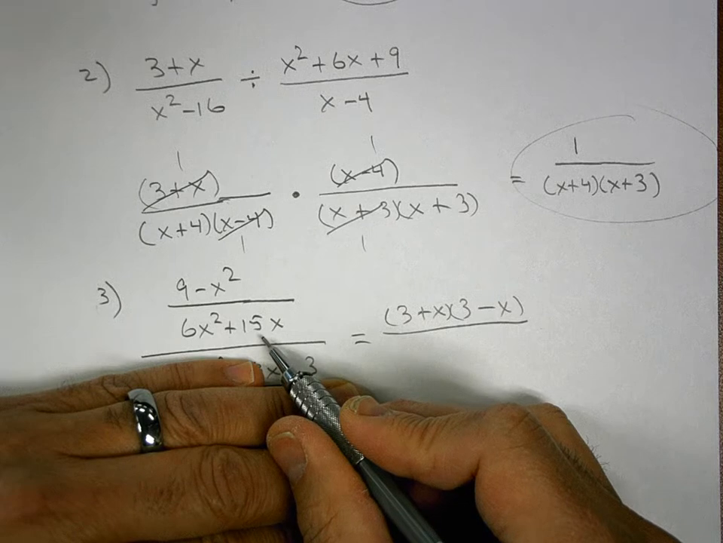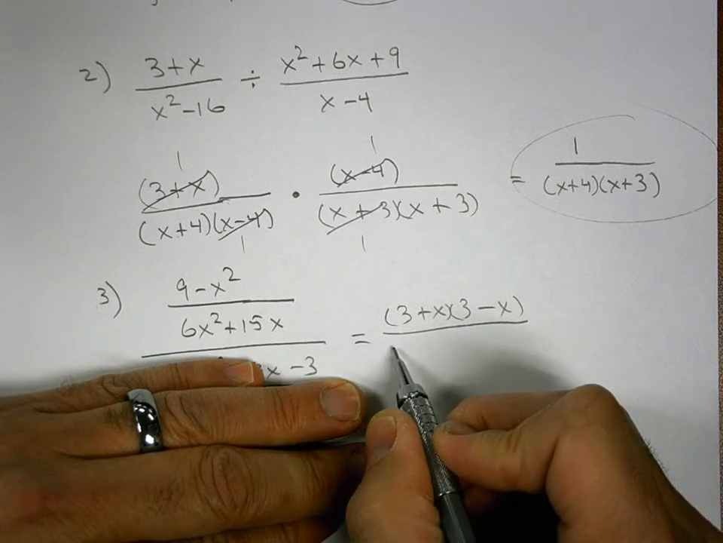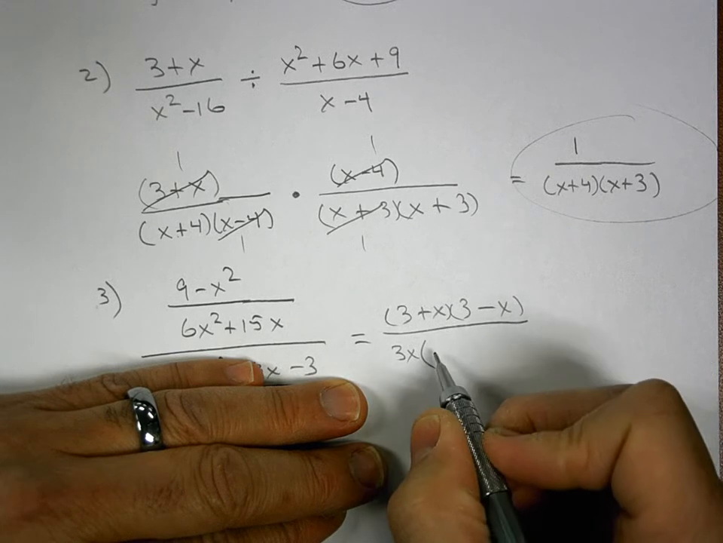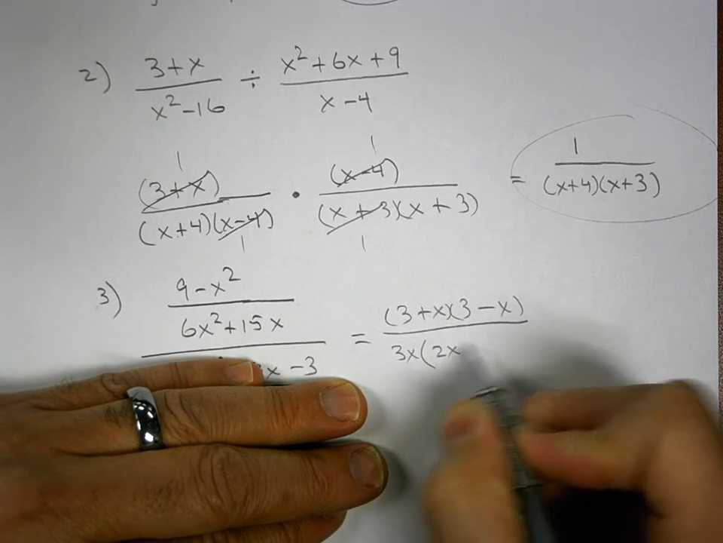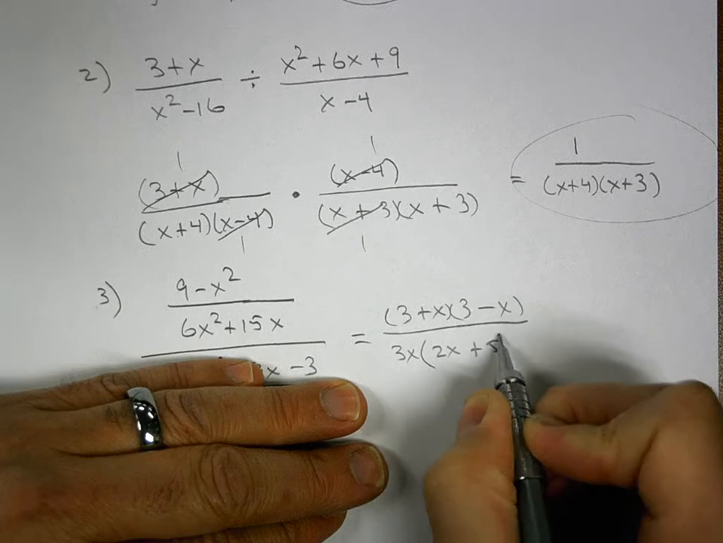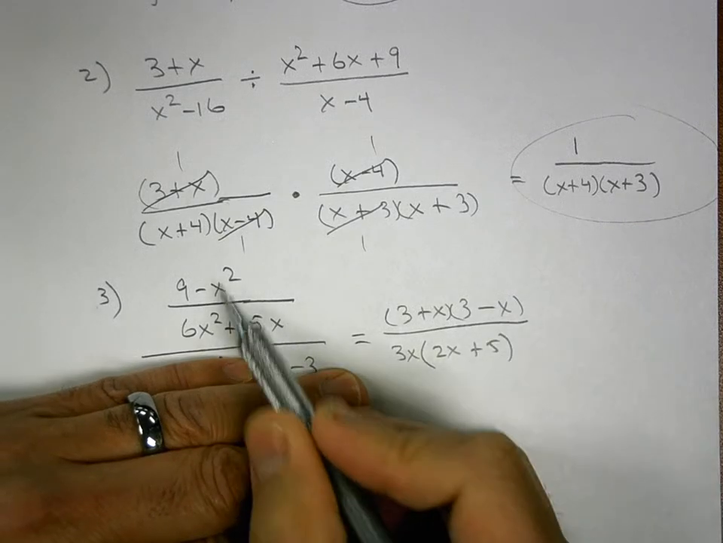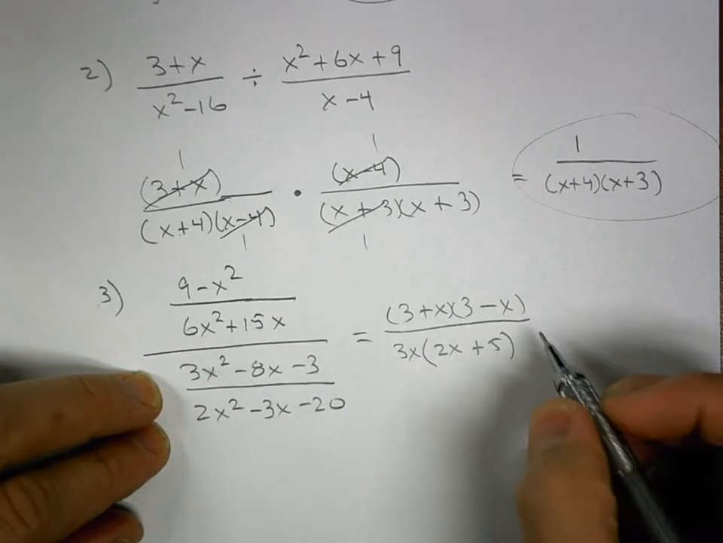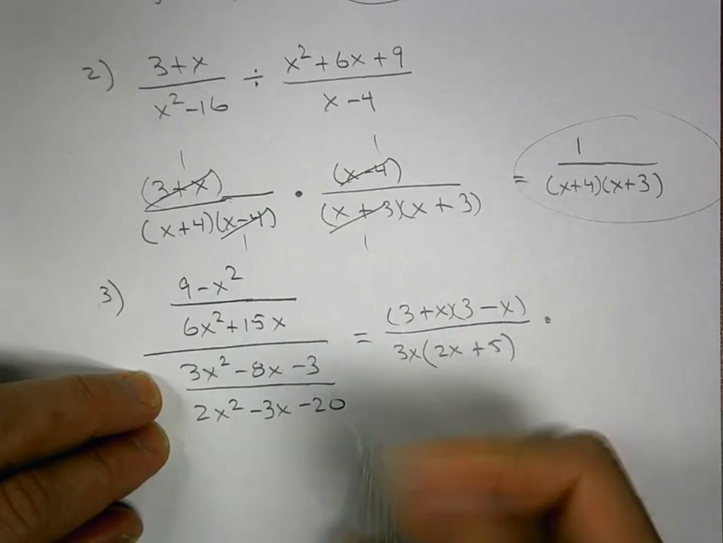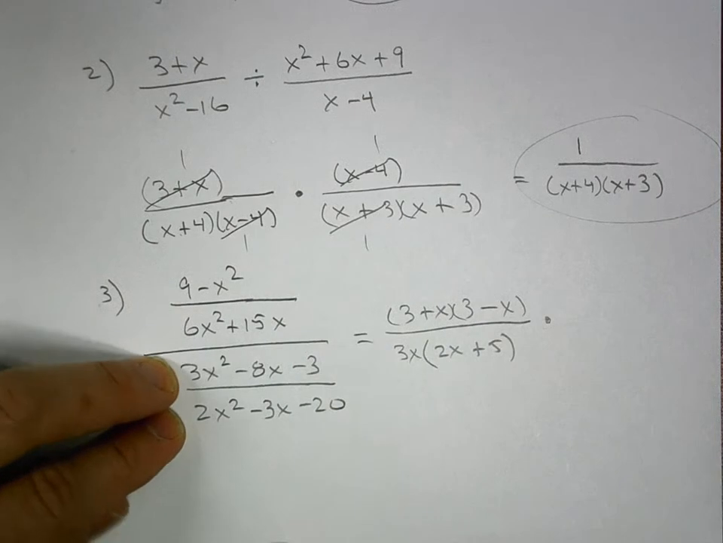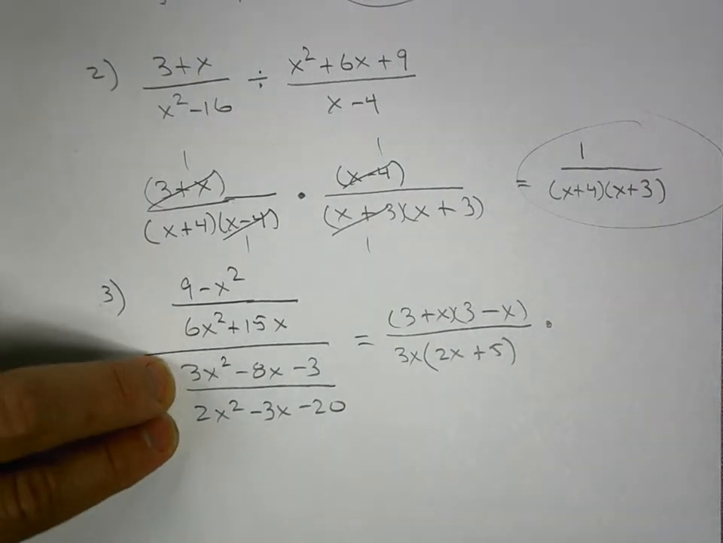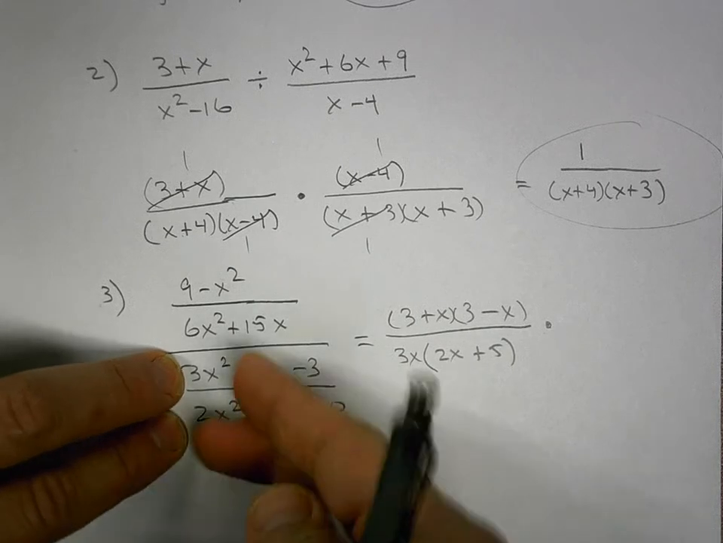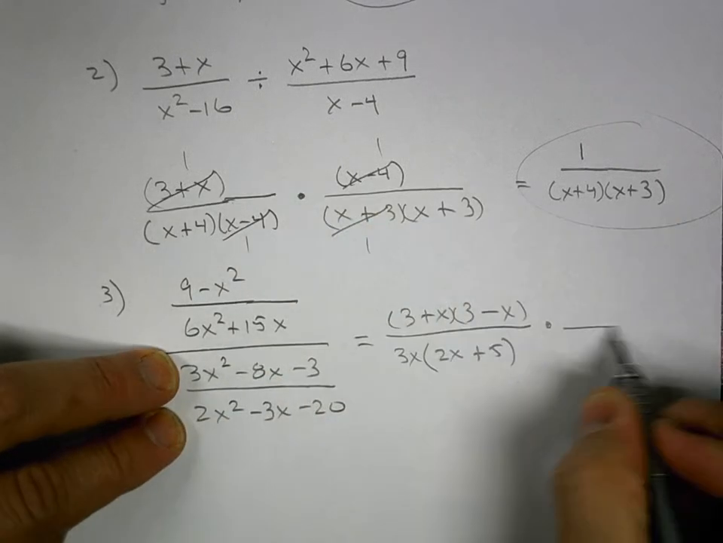So what can we take out? 3x, good. GCF, greatest common factor. That leaves us with 2x plus 5. There we go. Okay. So it's this fraction divided by this. So now it becomes multiplication, and we flip this. So these two, which one's on the top now? Good, the 2x squared minus 3x minus 20, right? Because we flip and now we're multiplying. Okay, so let's factor that.